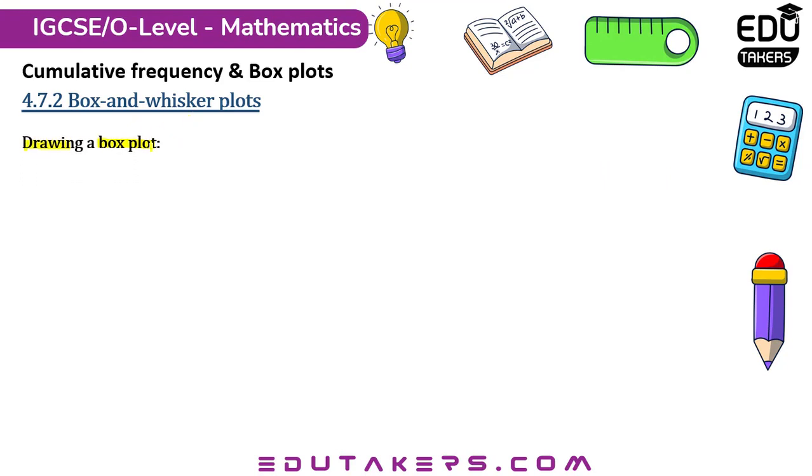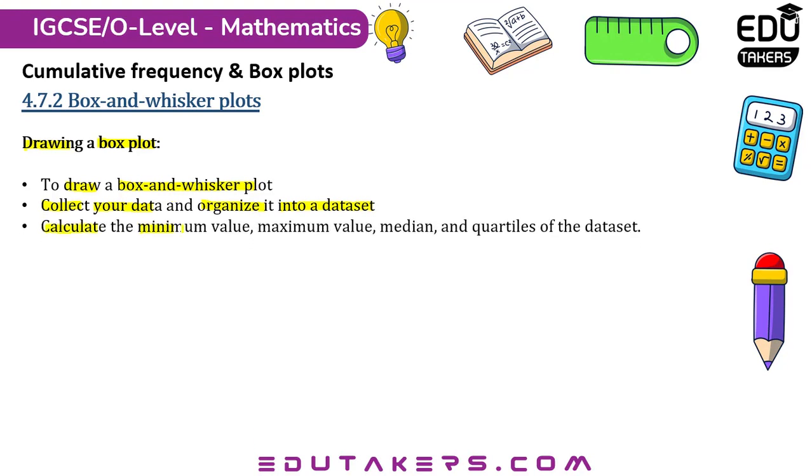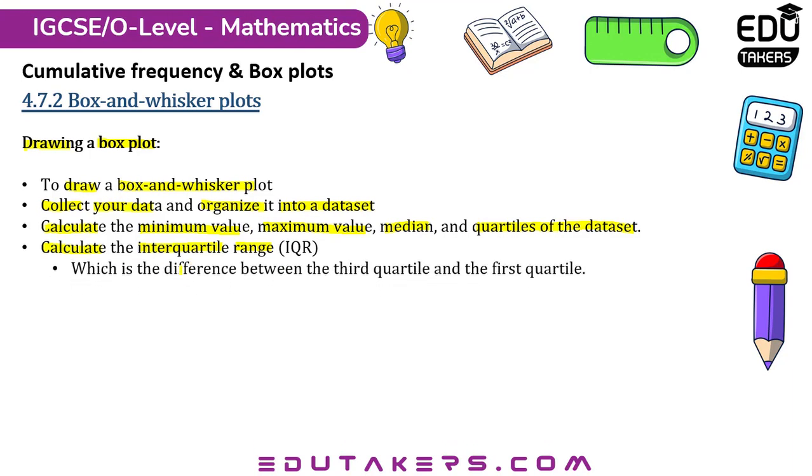Drawing a box plot. To draw a box and whisker plot, collect your data and organize it into a dataset. Then calculate the minimum value, maximum value, median, and quartiles of the dataset. Then calculate the interquartile range, which is the difference between the third quartile and the first quartile. Identify any outliers in the dataset.